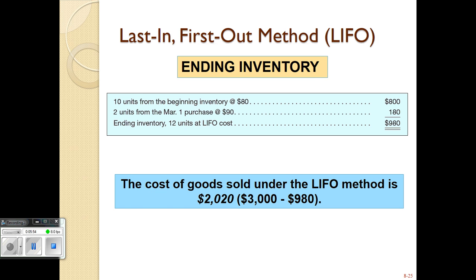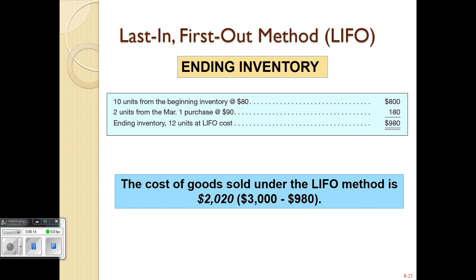And finally, for LIFO, we work exactly the opposite. We have 12 units left in inventory. The ones that came in last were the ones that were sold, so the ones that are still sitting there are the oldest of the units. So I have to account for 12 units in inventory, and I look at what has been there the longest.